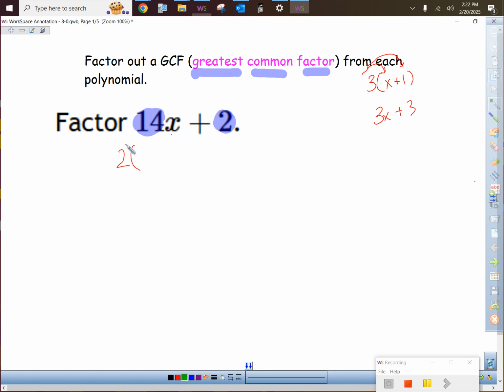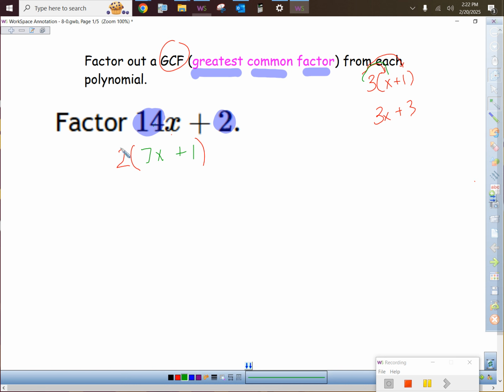When you distribute, you multiply through. We're going to do the reverse of that, which is divide. 14 divided by 2 is 7, and there's an x with it, so it comes down. This sign is a plus, so it comes down. Then 2 divided by 2 is a 1 in that case. You see how I just basically undistributed a 2. That's called factoring out the greatest common factor. We usually call it the GCF.